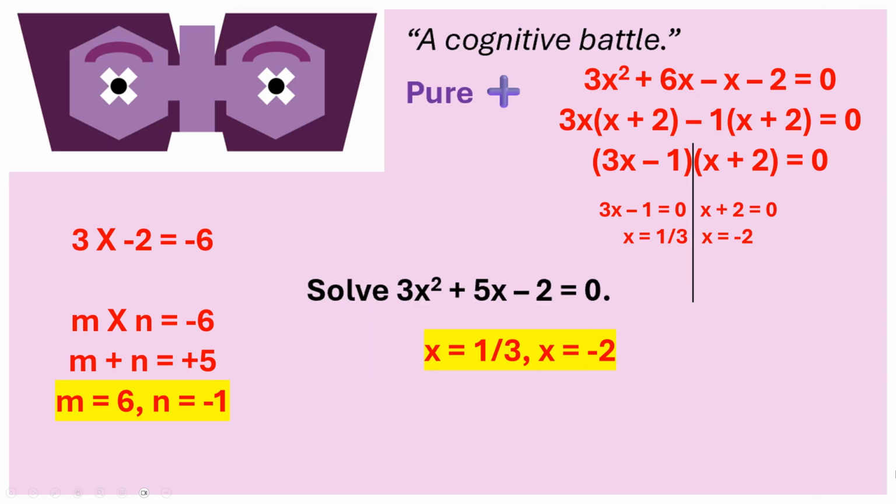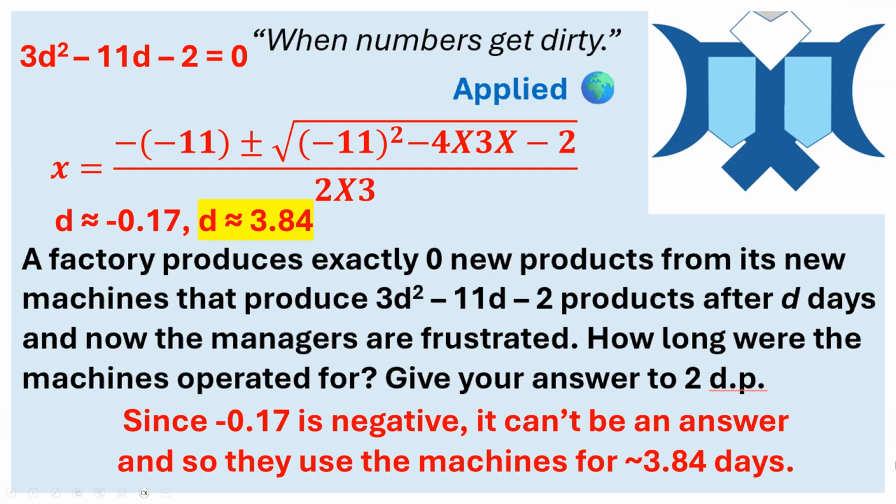For pure, we've got this simple one, just a is more than 1 quadratic, and you just have to factorise it out and then split it and solve each section, just as I taught. And now here we have the applied. You just substitute it into the quadratic formula, and you have to get rid of the negative because you can't have a negative amount of days. Make sure to keep it to 2 decimal places as well, just in case.